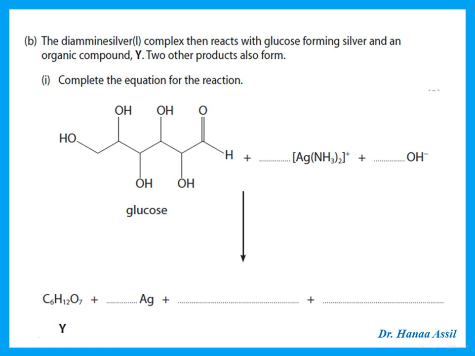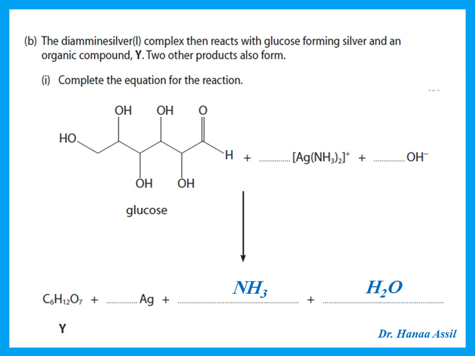The diamine silver complex then reacts with glucose, forming silver and an organic compound Y. Complete the equation for the reaction. Remember that glucose is an aldehyde, and we said one of the tests for aldehydes is formation of a silver mirror when we use Tollens reagent. So the silver ammonia complex is the Tollens reagent, and this gives a silver mirror plus what? What is left is ammonia and water.